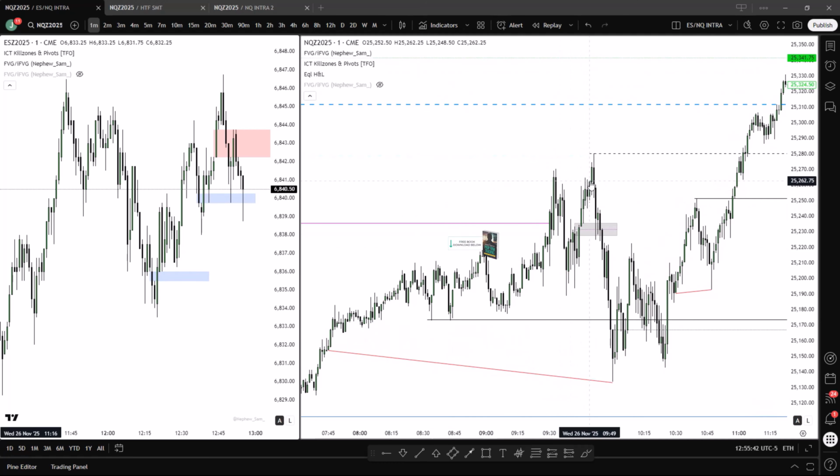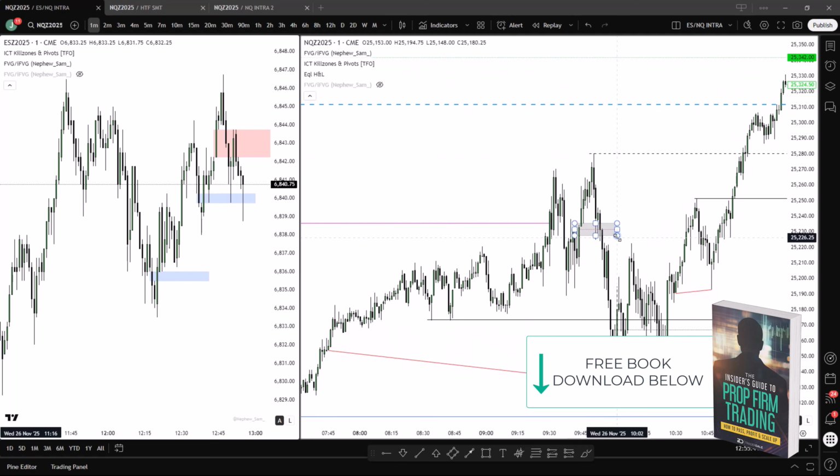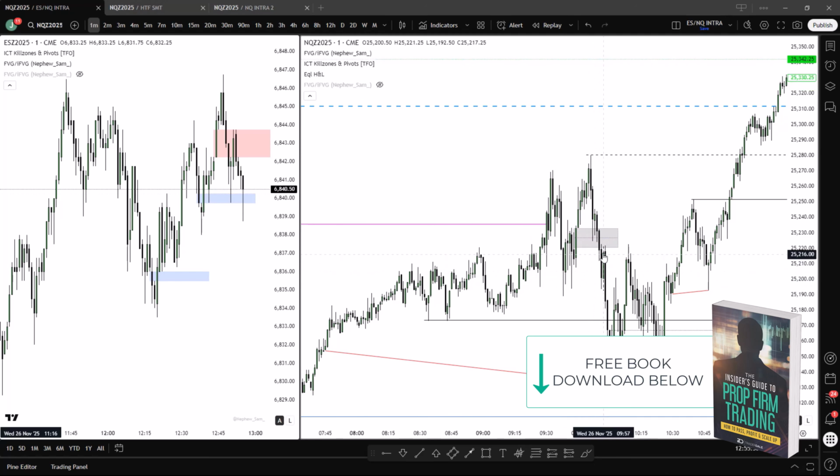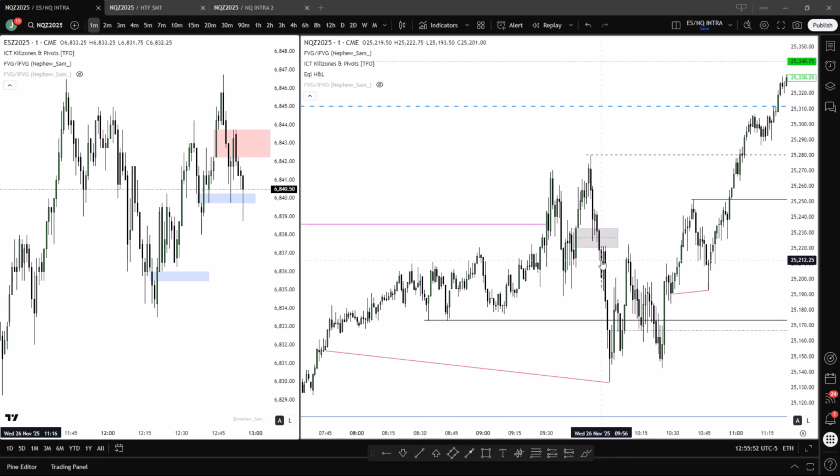Once we inversed this fair value gap, and I had it on a 30-second, the 30-second was a little lower. It was right here, a little bit cleaner. So on this inverse of the 30-second right here, we had a draw on liquidity play right directly to those equal lows and a little bit more.